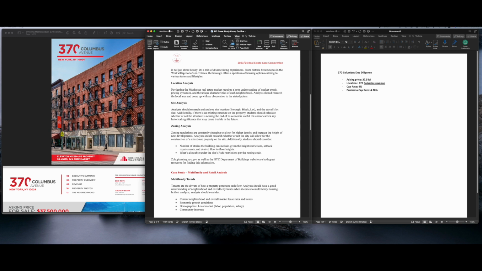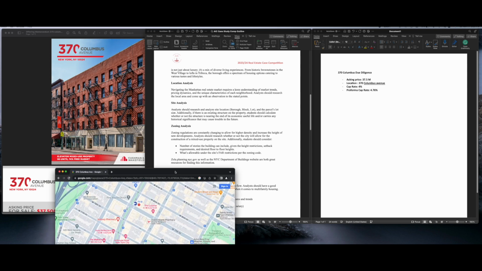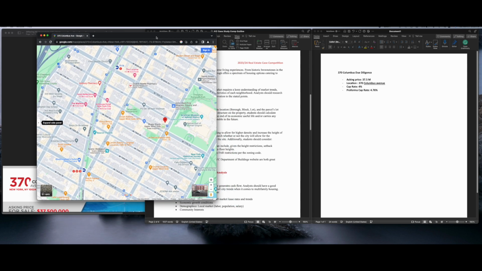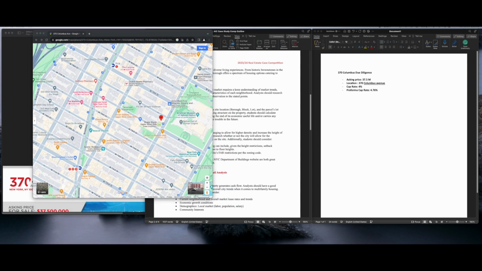In order to successfully analyze any kind of project, you have to have an understanding of the location that you're dealing with. Most of the time, this is as simple as just a Google Maps analysis. Just look up the property on Google Maps. So to get started, here's the property on Google Maps right here.